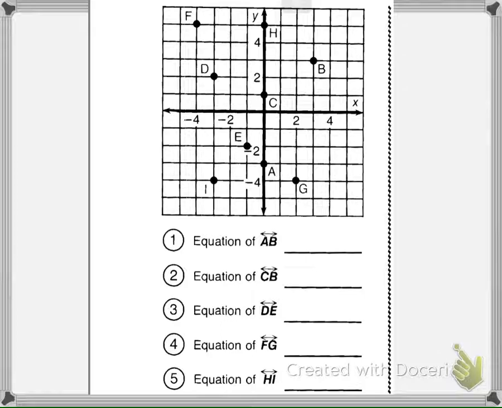Okay, so CB. Oopsie, let's use our straight line tool, because you're using your ruler. Slope triangle. Okay, 1, 2.